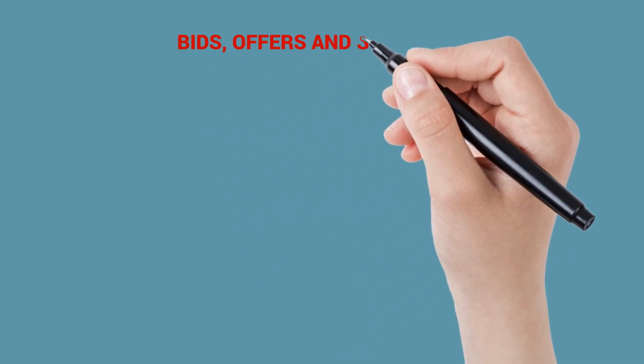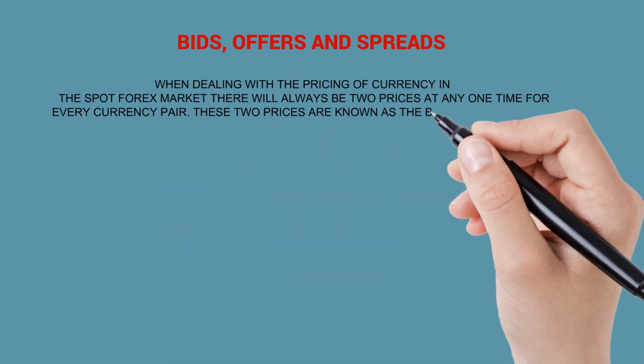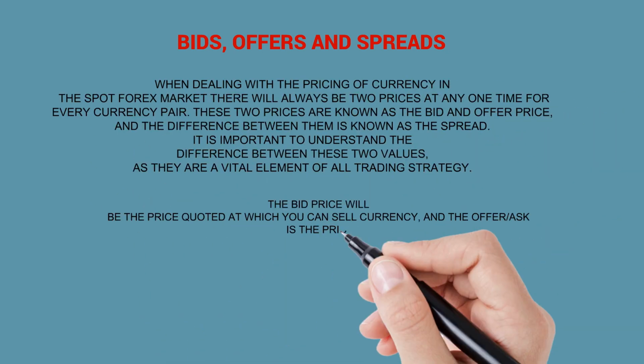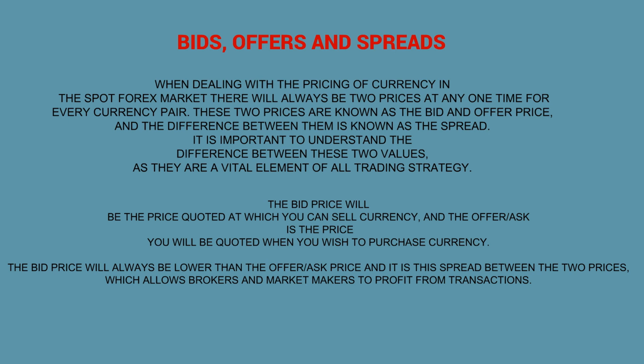Bids, offers and spreads. When dealing with the pricing of currency in the spot forex market, there will always be two prices at any one time for every currency pair. These two prices are known as the bid and offer price, and the difference between them is known as the spread. It is important to understand the difference between these two values, as they are a vital element of all trading strategy. The bid price will be the price quoted at which you can sell currency, and the offer or ask is the price you will be quoted when you wish to purchase currency. The bid price will always be lower than the offer or ask price, and it is this spread between the two prices which allows brokers and market makers to profit from transactions.